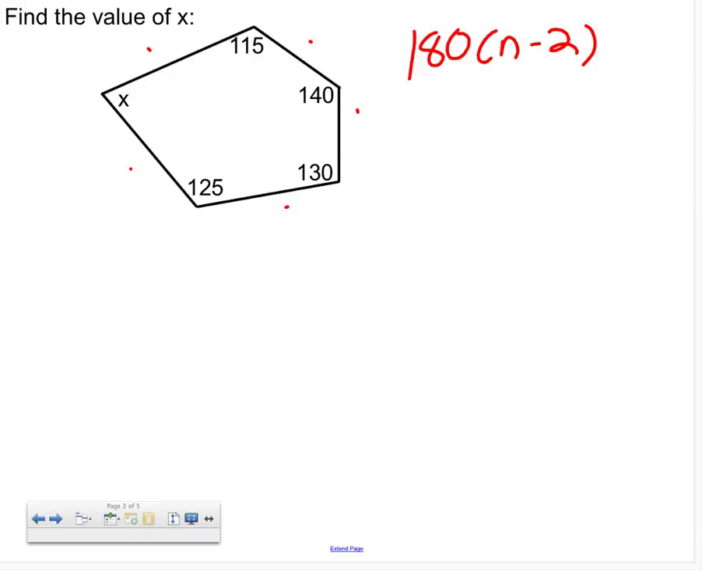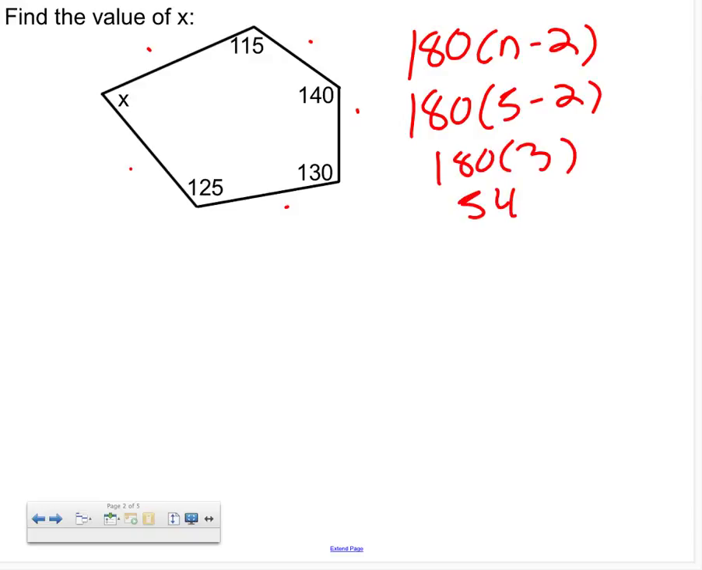So let's go ahead and plug in our n here. n, remember, is the number of sides. In this case, it's 5 sides. So it'd be 180 times 5 minus 2. So it's 180 times 3, so it's 540. That right there is our target number. That's how many degrees all the angles in that shape should add up to. It's 540 degrees.